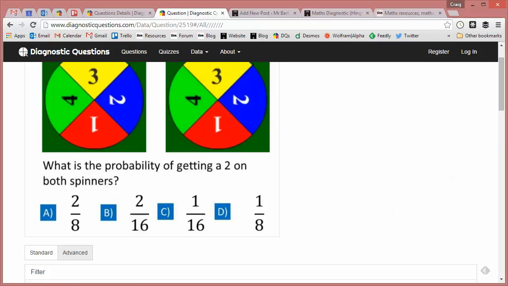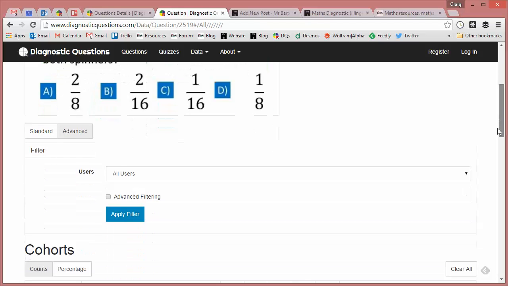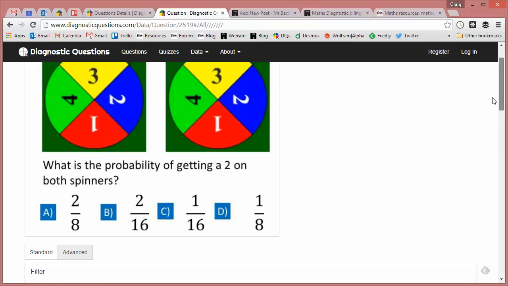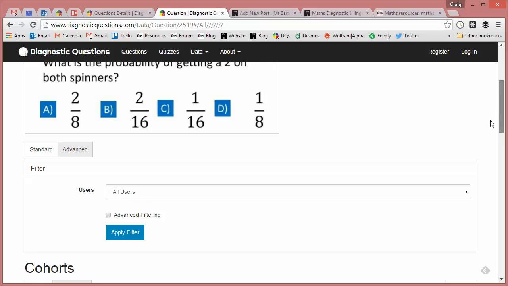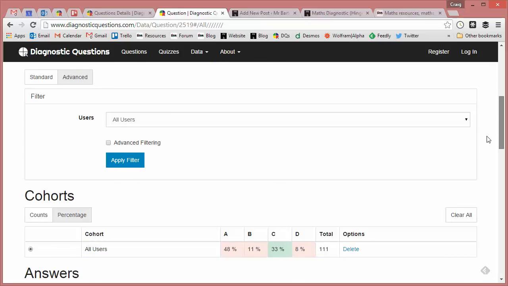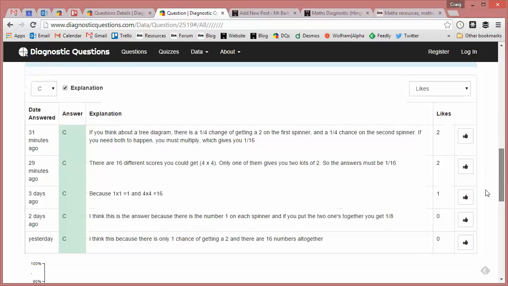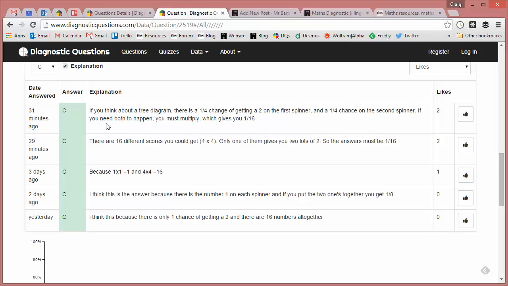Well, let's have a look here. If I go to advanced and scroll down, and let's just go to percentages, we can see that only a third of students are going for C, and pretty much half of students are going for A, 2 over 8. So firstly, let's see how students who are getting it right are explaining it, because it's not an easy one to explain why it should be 1 over 16, but there's some beautiful explanations on the website. I really like that one.